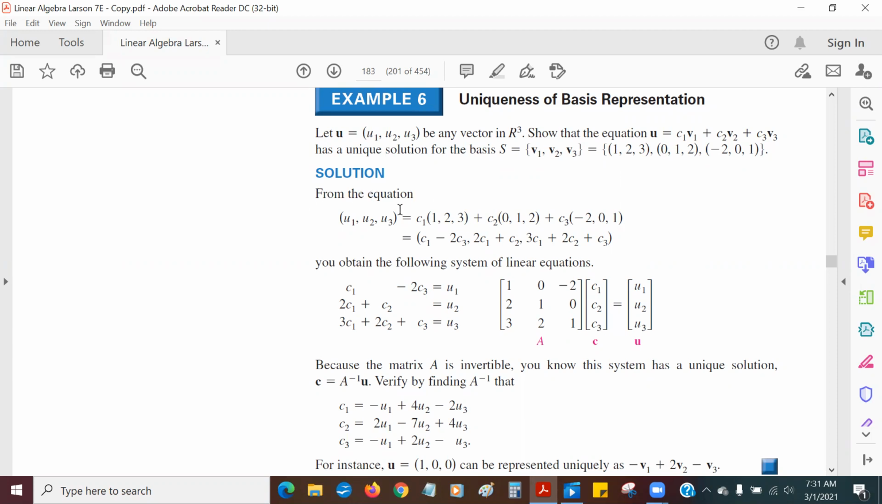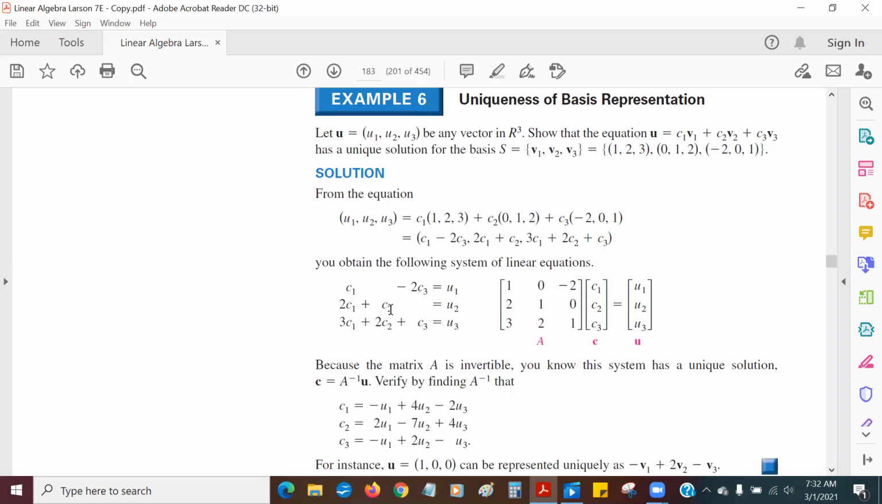So from the equation, (U1, U2, U3) is equal to some scalar times (1, 2, 3) plus another scalar times (0, 1, 2) plus the third scalar times (-2, 0, 1). And if we distribute and combine these, we've dealt with this many times, we get C1 minus 2C3, 2C1 plus C2, 3C1 plus 2C2 plus C3, just combining all the components. And this leaves us these three equations.